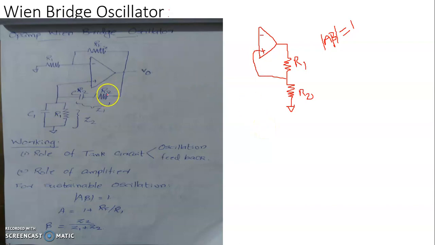And for such a configuration, the output will be large compared with the input, and the gain will be tending to infinity. And for providing such an infinite gain, you require a positive feedback. So that is the purpose of positive feedback.